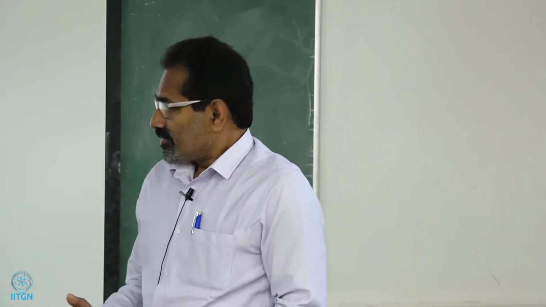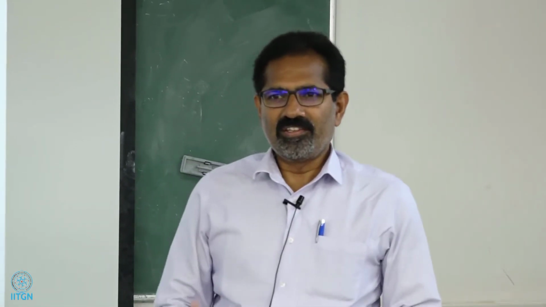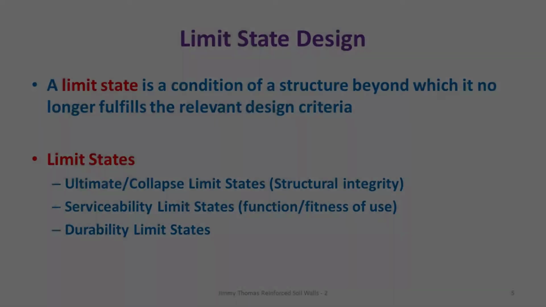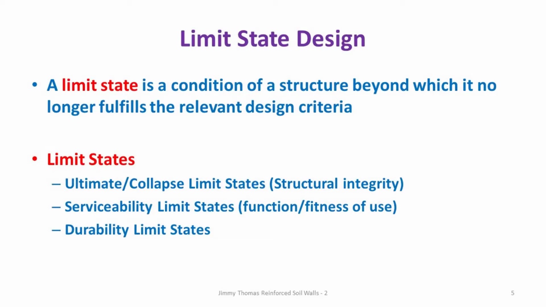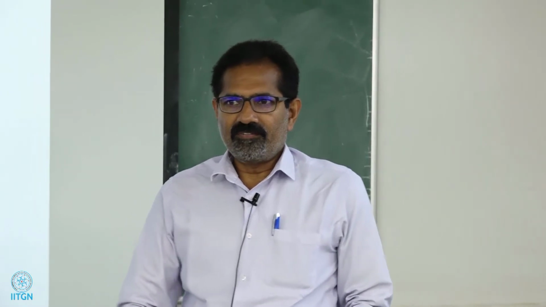The only problem is we have a factor of safety, and everything is lumped into this number. So then people realized probably this is not the right way to do it. So then we went for the limit state method. What is a limit state? We are putting a limit: we should not go beyond this limit, it is not acceptable. There are different limit states. One is the ultimate or collapse, where our structure itself collapses.